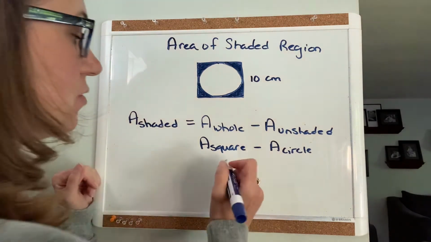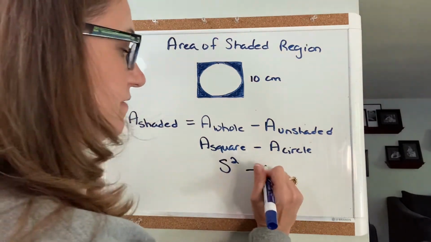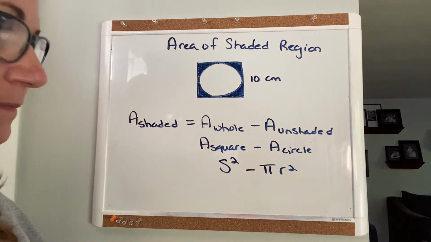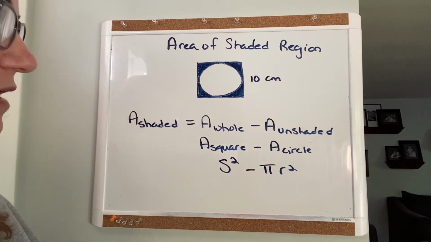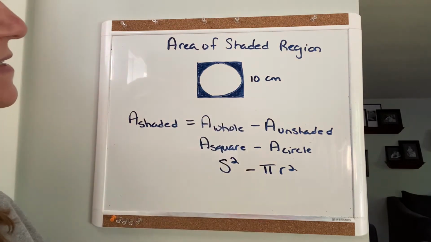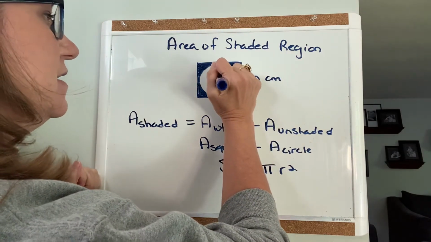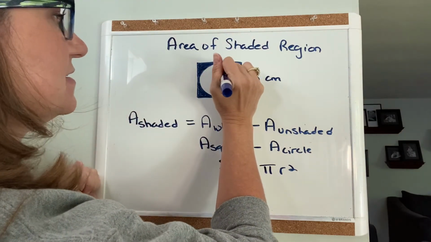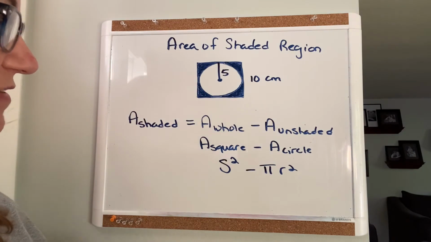So the area of a square is the side squared, minus, and the area of a circle is pi r squared, where r is the radius. So when you look at this figure, clearly the side of the square is 10. The radius of this circle, if the side of the square is 10, the radius goes from the center of the circle to the edge. The radius of this circle would be 5. So now you have the pieces of information that you need.